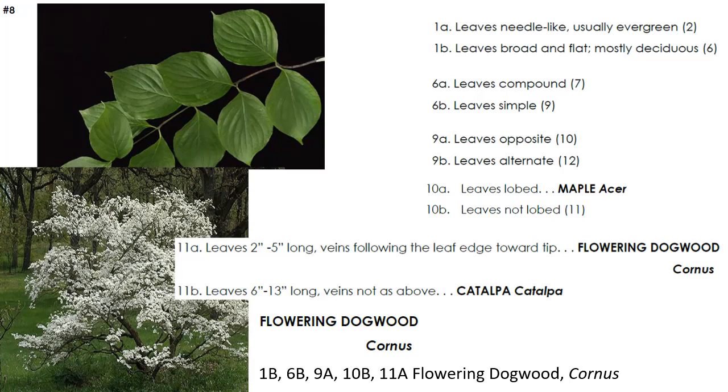And the path to this flowering dogwood is 1B, 6B, 9A, 10B, 11A, flowering dogwood.